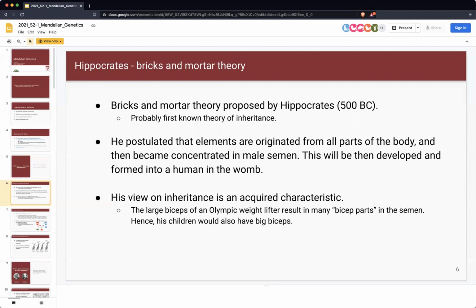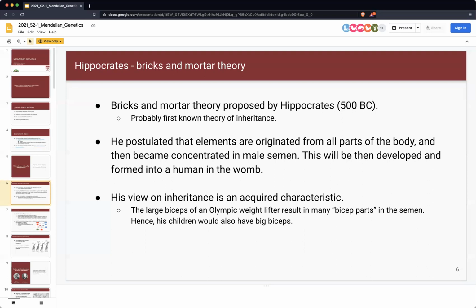In other words, in the modern sense, we can think about this as acquired characteristics, because this is a very natural thinking that traits are quite similar between parents and offspring, because the parents get the traits over their lifetime, and they're concentrated into some reproductive organ and segregated to the next generation.